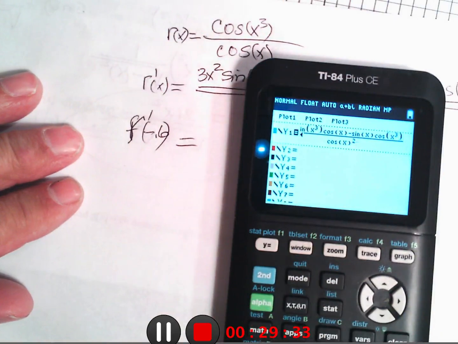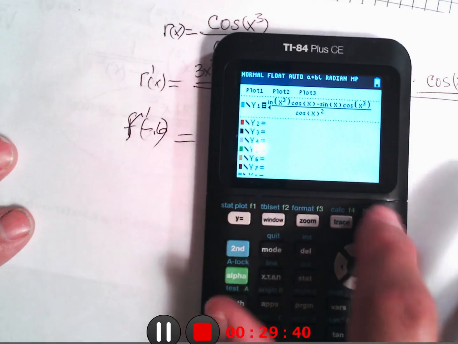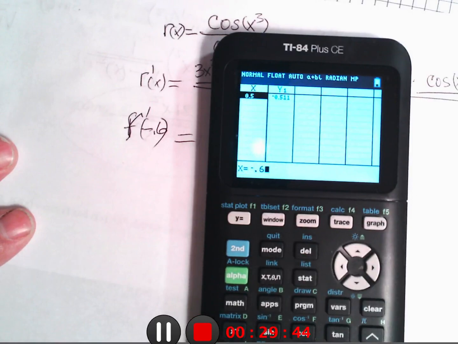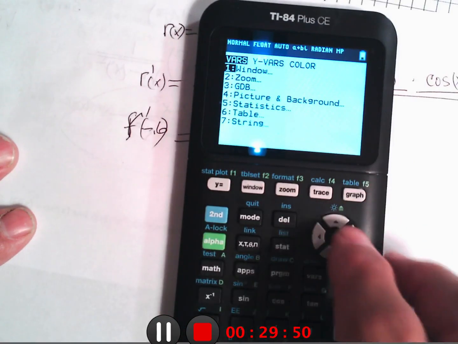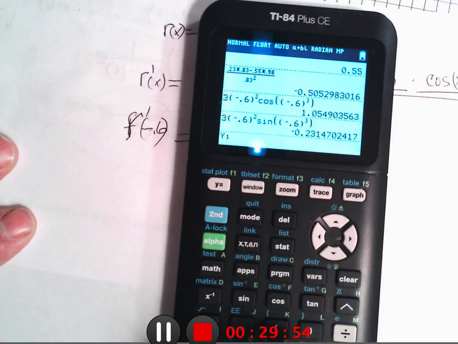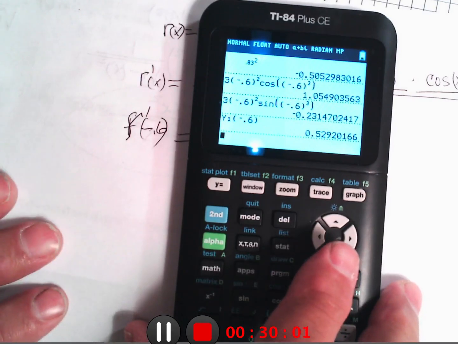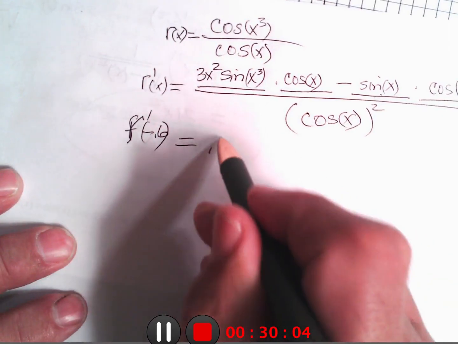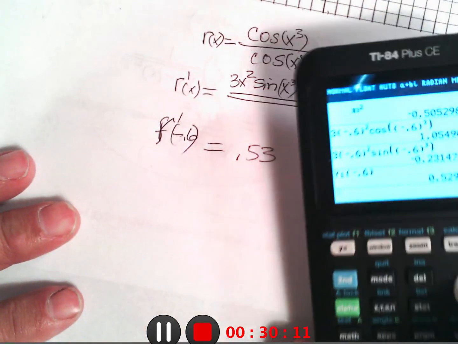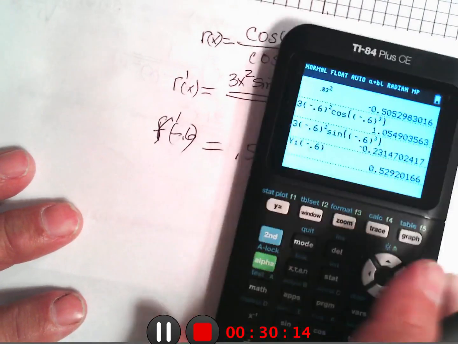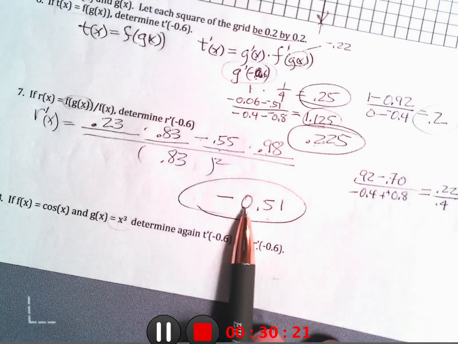So now I've got it typed in the calculator into y1, and I can either go to the table and ask what is it at negative 0.6, or I can quit and go to y bars and say y1 parenthesis of negative 0.6. In either case, I get 0.53. Before I had negative, and this time I don't get negative. What am I doing wrong? What did I get on the table? I got positive. Here I got negative. Did I do something wrong here?